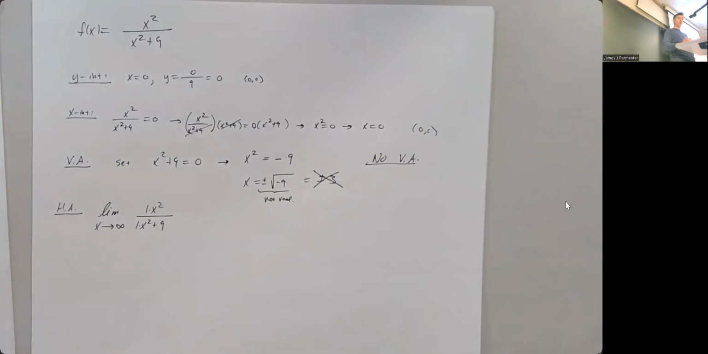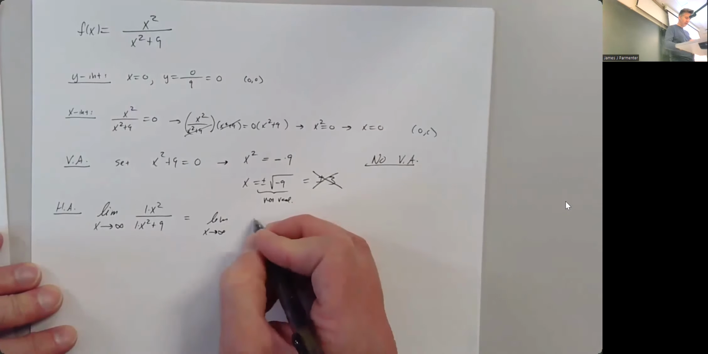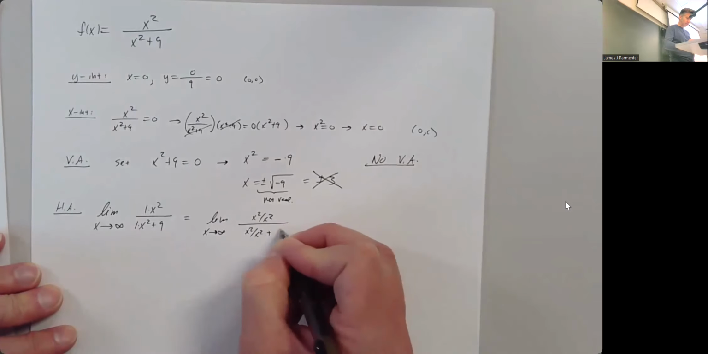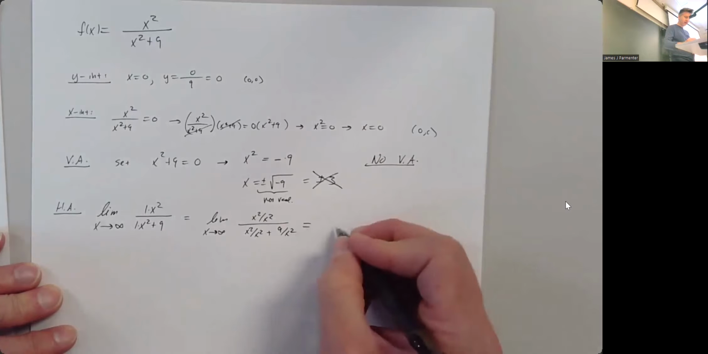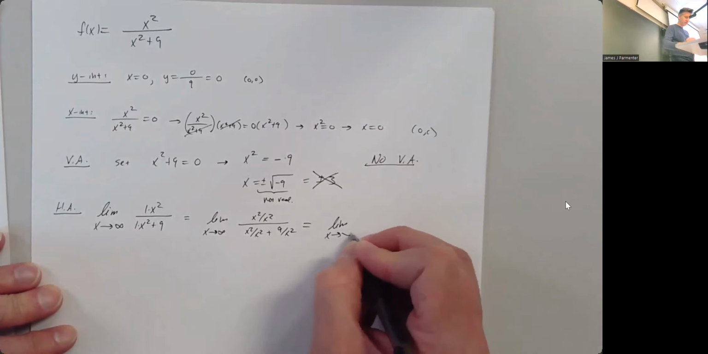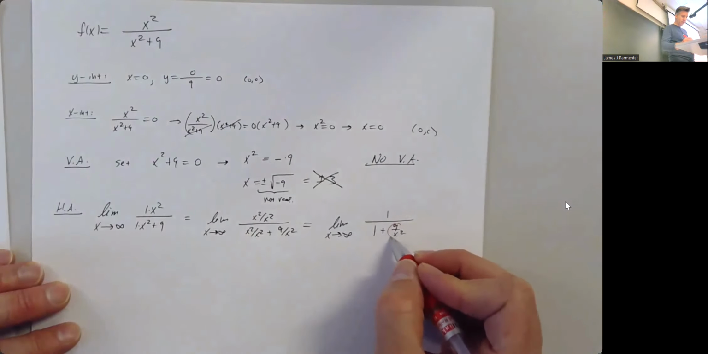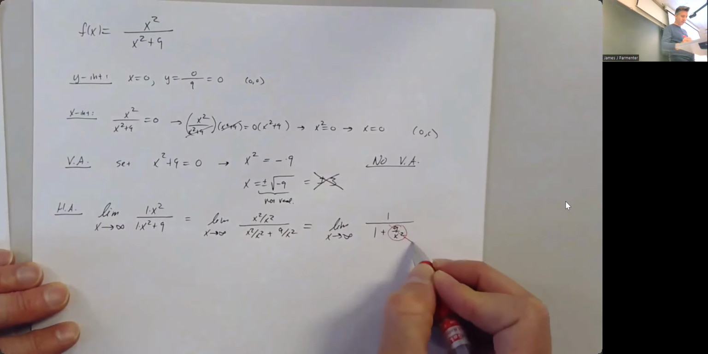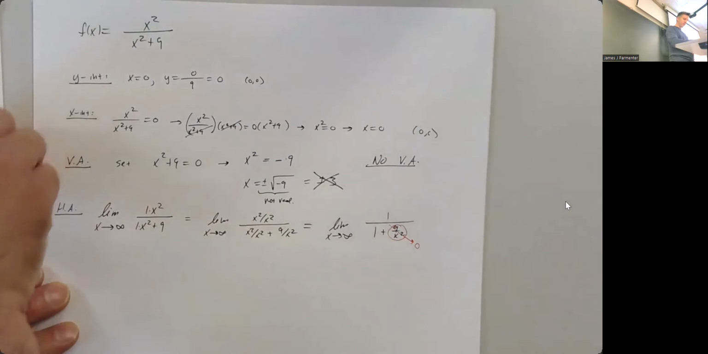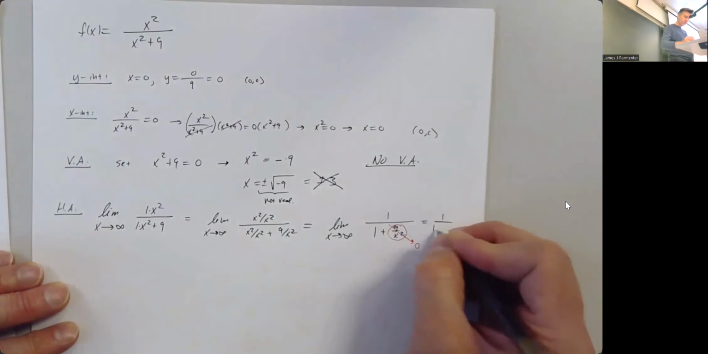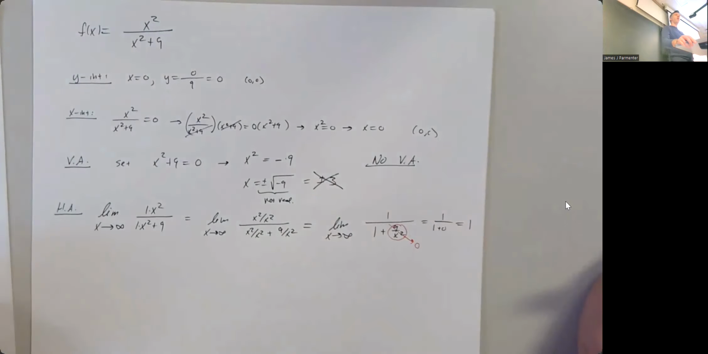If you wanted to show the work, which you might be expected to do on your first exam, we would divide everything by x squared and get x squared divided by x squared over x squared divided by x squared plus 9 divided by x squared, which simplifies as the limit as x goes to infinity of 1/1 plus 9 over x squared. And then we can say that since x is getting really, really large, 9 divided by something really, really large is getting closer and closer to 0. So we get 1/1 plus 0, which is just 1. That's the long way.